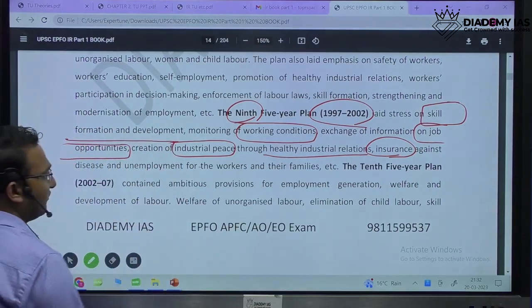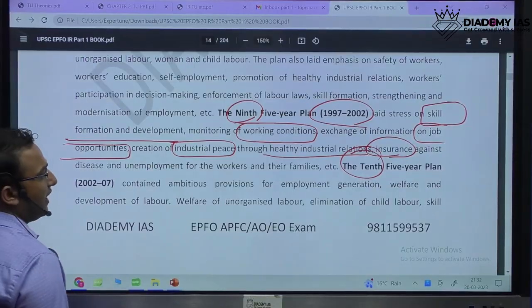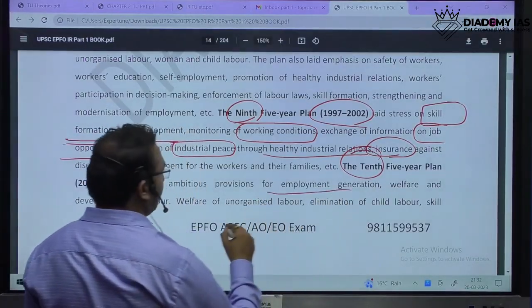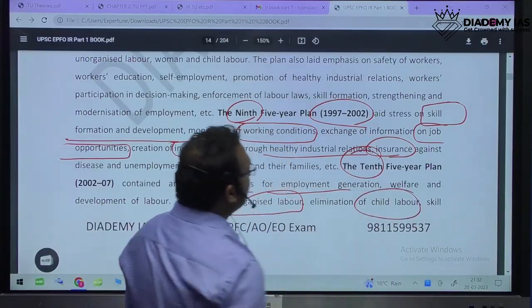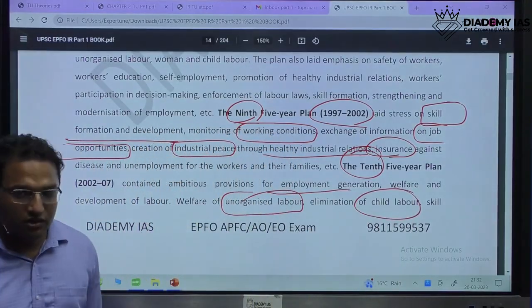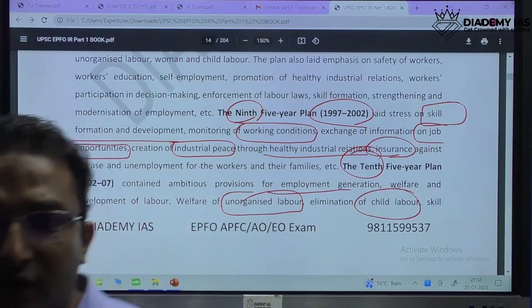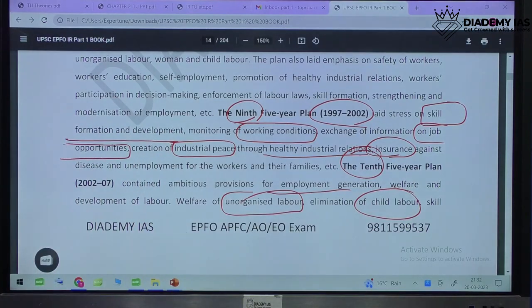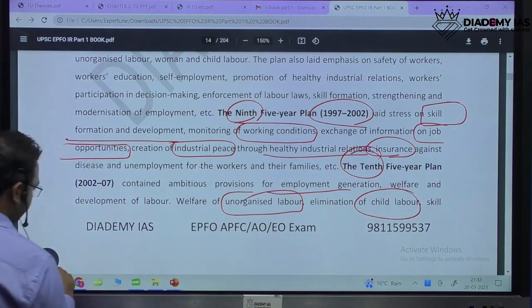After this came the 10th plan. In the 10th plan, the focus again was on the employment generation, welfare of unorganized labor, elimination of child labor. Okay, तो जो focus हमारा start हुआ था 8th plan में, in the 8th plan we started focusing upon the child labor and unorganized labor. Same focus has been continued even in the 10th plan. Unorganized labor, child labor also, right?